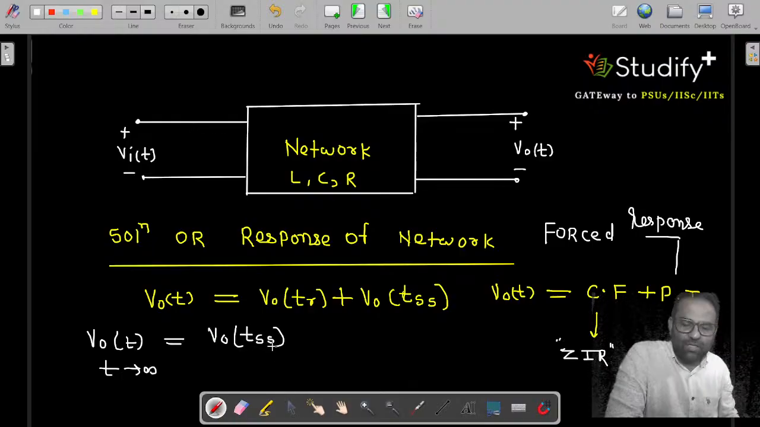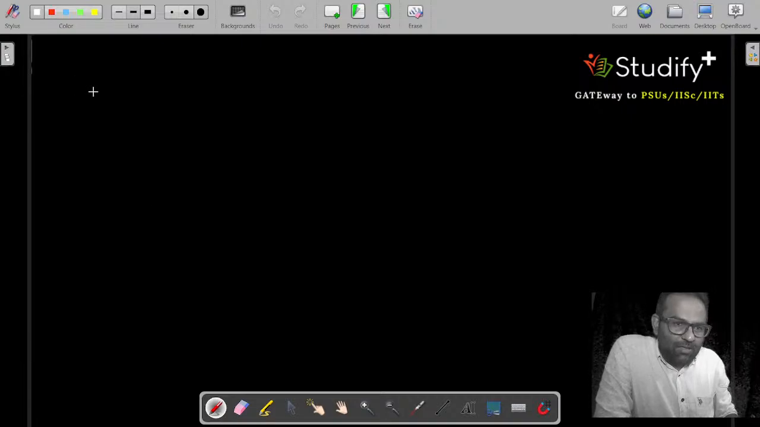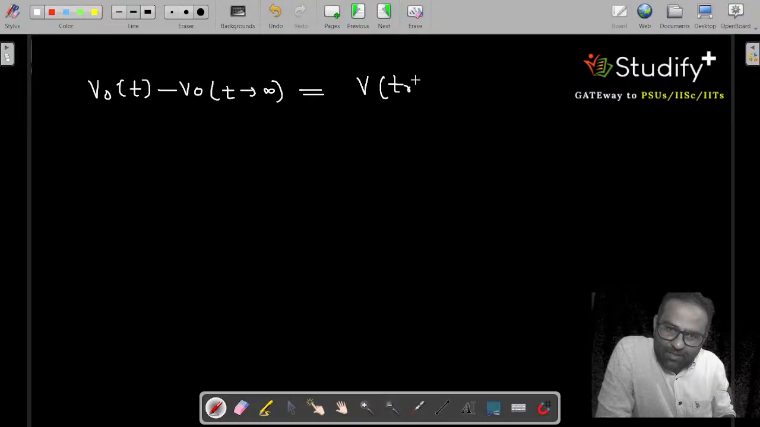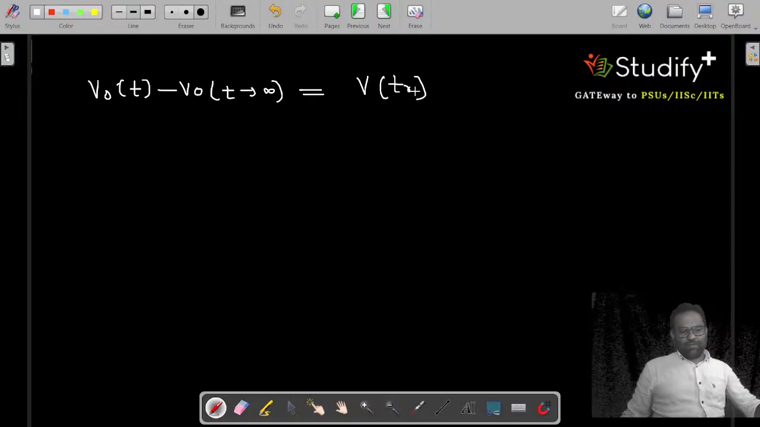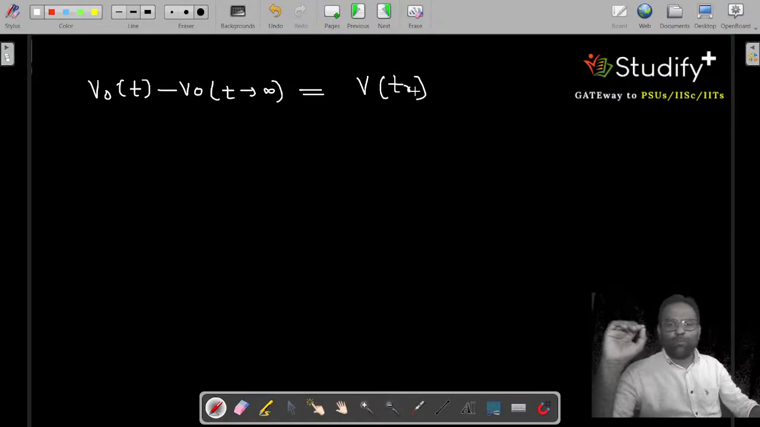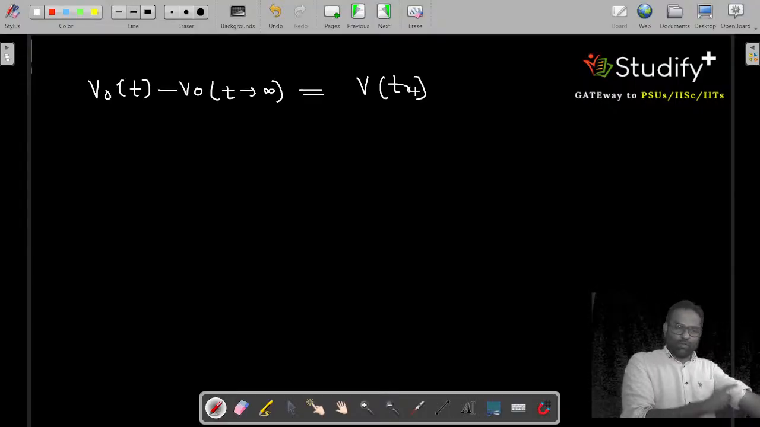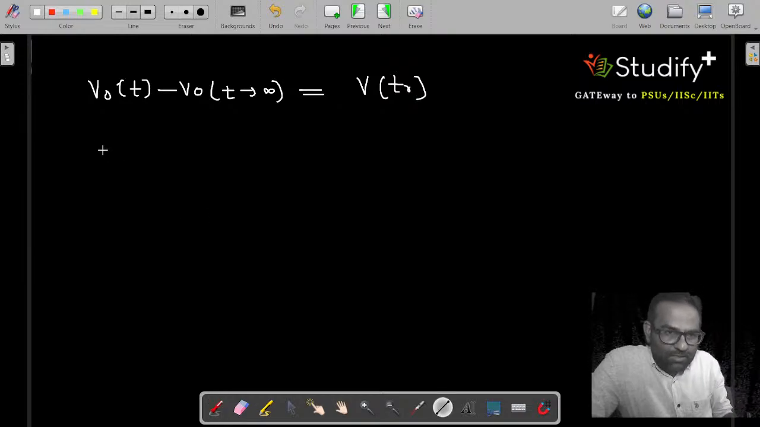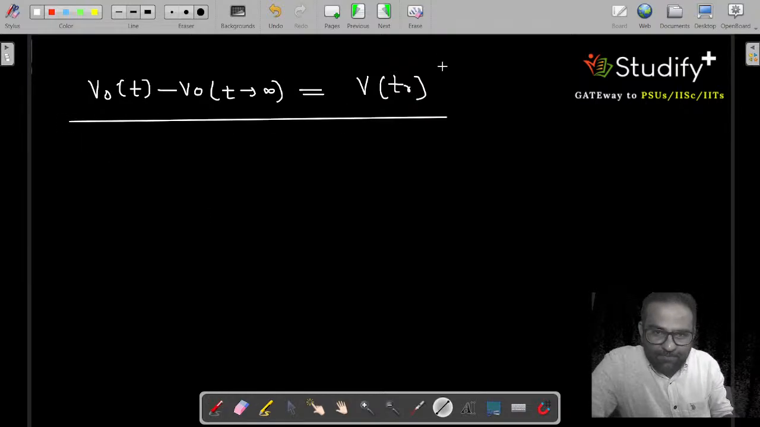So the definition of transient is very simple. V output of t minus V output when t is approaching infinity is known as V transient. So while writing the general solution, we have to take care of both. We have to write the steady state response or zero input response, and we also have to write the transient response. So this is our agenda for the day.